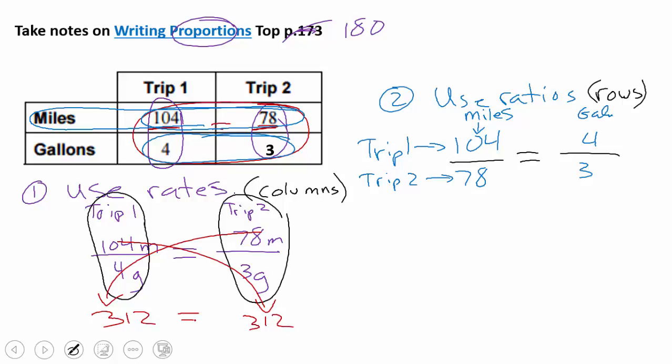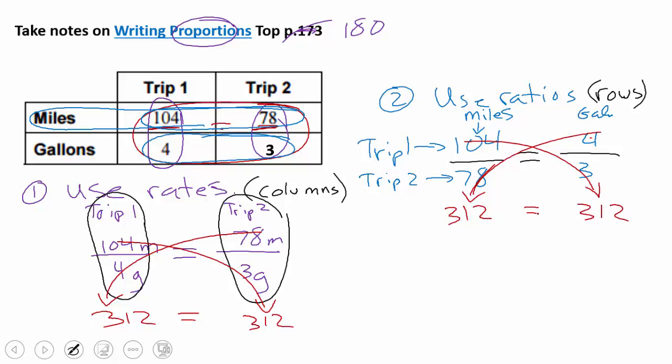Now notice, even though I rewrote it differently, when I do my cross products, I'm still multiplying the same exact numbers, even though I wrote it a different way, using a different unit of consistency. So 104 times 3, yep, that's still 312, and 4 times 78 is still 312. And yes, these are still equal.